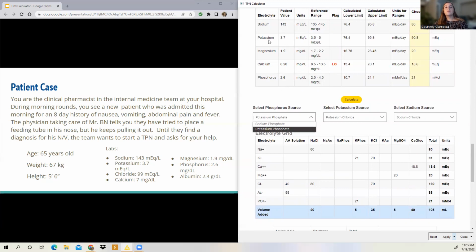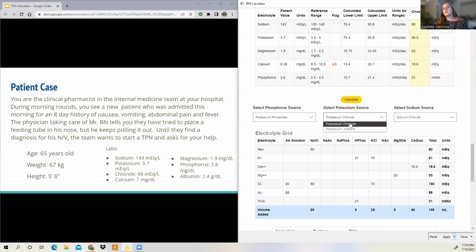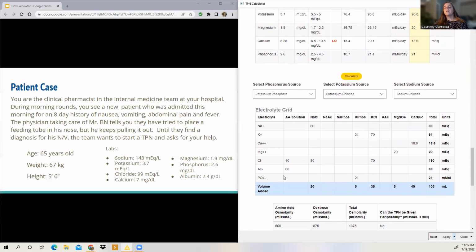So for this, our potassium was a bit on the lower end of our range, whereas our sodium was on the higher range. So we're going to go ahead and stick with our potassium for our phosphate. And then for our potassium and our sodium, we decided to stick with the chloride options. And then it pops into our nice little electrolyte grid, just so we can keep track of which electrolyte is coming from which solution that we're adding, and how much total for each electrolyte is being added.